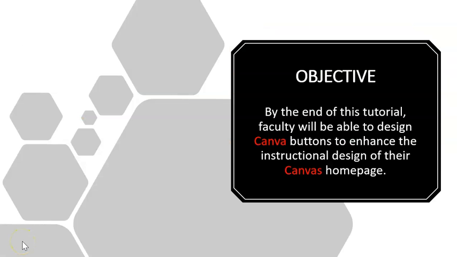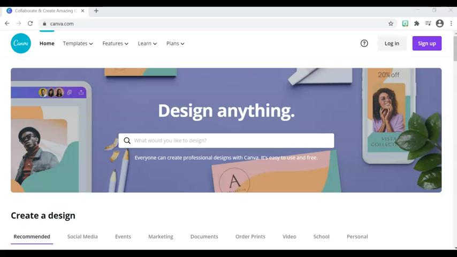By the end of this tutorial, faculty will be able to design Canva buttons to enhance the instructional design of their Canvas homepage. The first step to create a Canva button is to sign up for a free Canva account at canva.com. After you provide the pertinent information to create your account, select Log In.